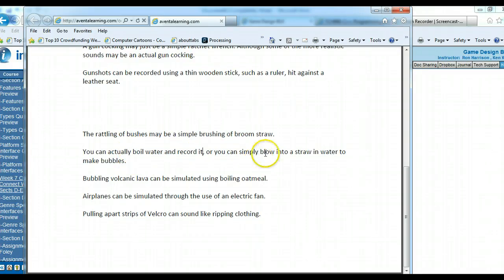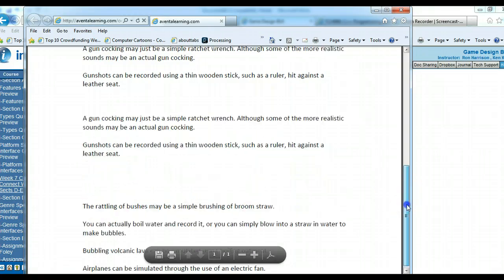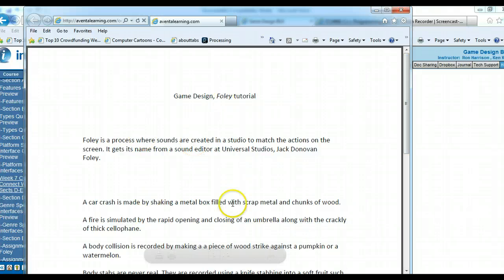So instead of boiling water, you just blow through a straw in water. Lava could be boiling oatmeal. An airplane could be the sound of an electric fan. Pulling apart strips of Velcro could be like somebody tearing clothes. Now I mentioned all of these things to you because the assignment for this unit is to create some sound effects. And here are some examples of how you could do that.